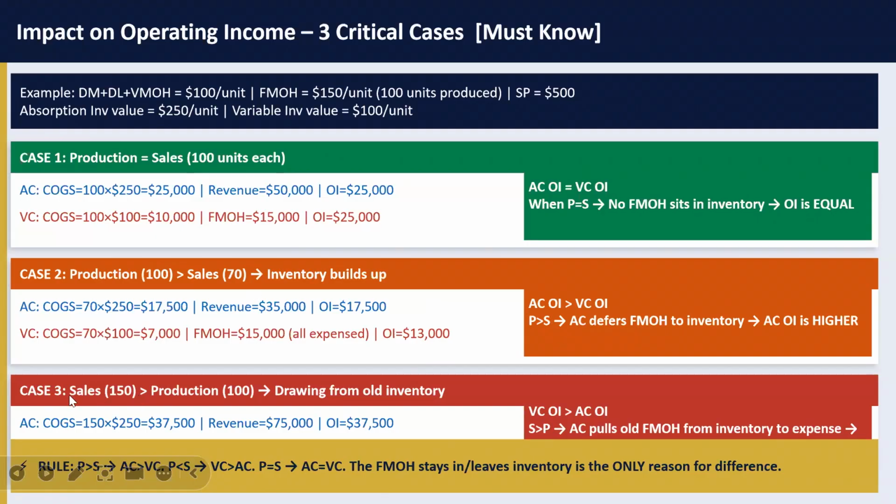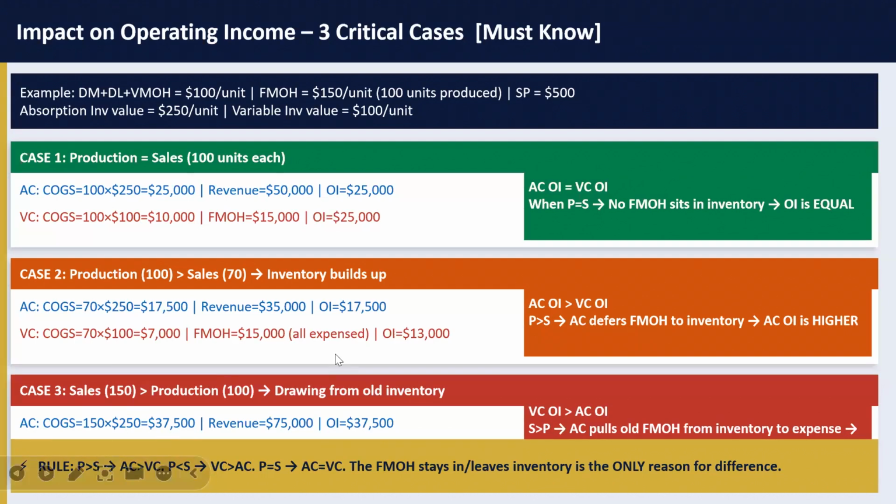Then this third scenario, when sales is greater than production. When does this happen? When you have beginning inventory already in place. So when your sales is greater than production, what happens? You're drawing from old inventory. Under absorption costing, if your revenue is 75,000, operating income will be 37,500. But in variable costing, what happens is, you will consume the cost of goods sold of 100 into 150 units, which you will be getting as 15,000.